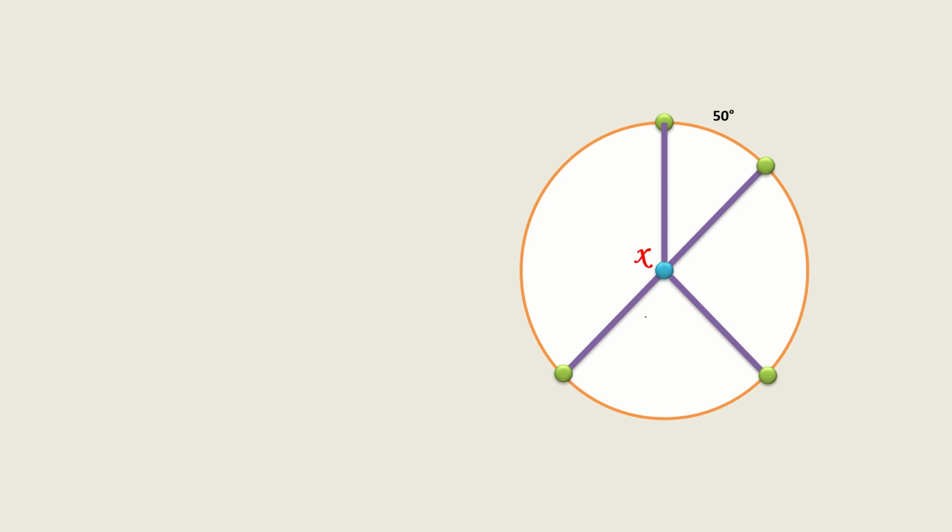Ang given sa atin ay yung measure nung isang arc. So nakikita naman natin that this measures 50 degrees. Ang kailangan natin makuha is the measure of this angle. So, ibig sabihin, para makuha natin yung measure ng central angle na to, kailangan natin makuha yung measure ng arc na katapat niya. And yung measure ng arc na katapat niya ay hindi naman sa ating binigay.